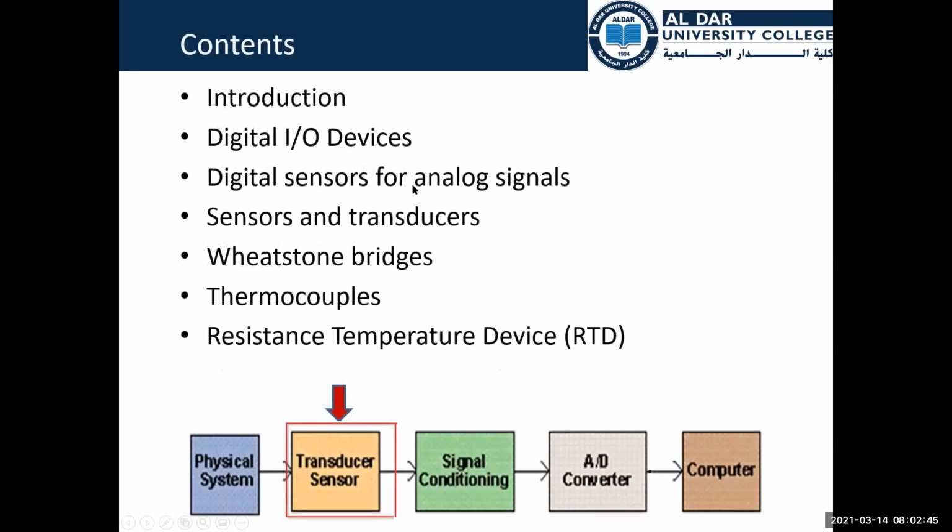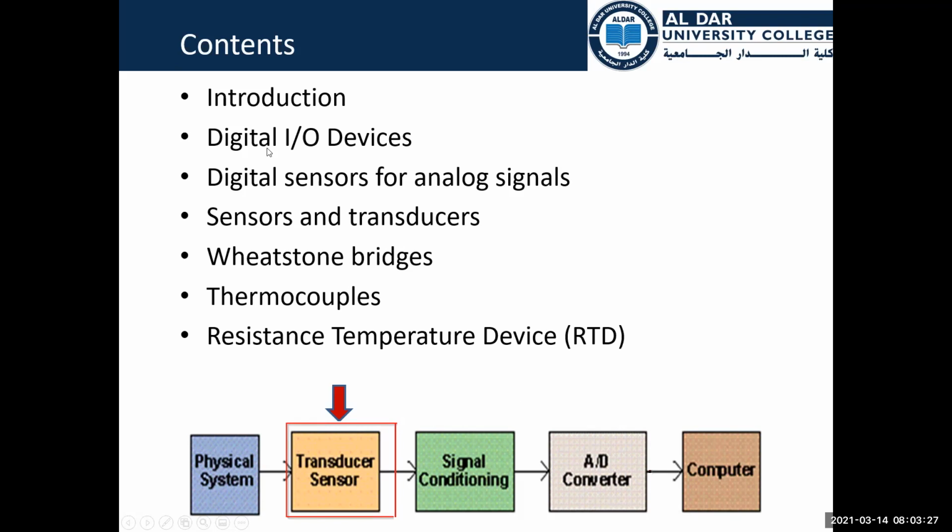Today we are going to introduce, as you know, that we have a physical system. That physical system has a physical phenomenon. This physical phenomenon is converted to electrical signal using transducer sensor, and then after it is captured, we have to make signal conditioning, then analog to digital converter, then it reaches the computer. Today we will concentrate on this part, which is transducer and sensors.